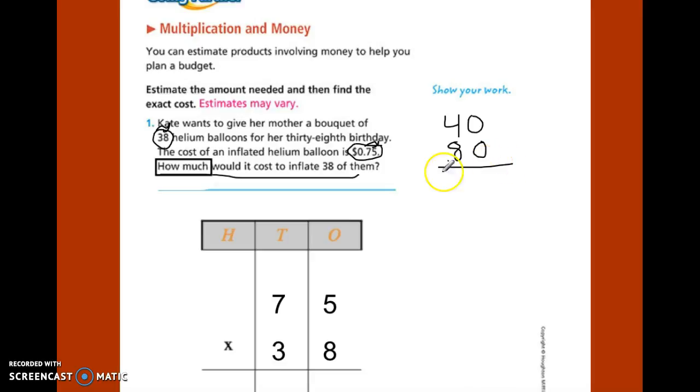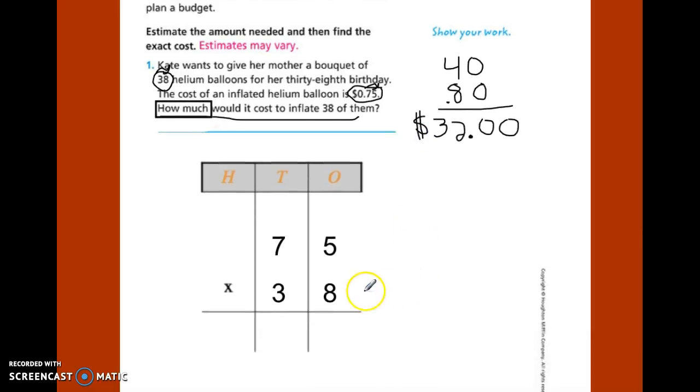So 8 times 4 is 32. I add on my 2 zeros. Now, when we're talking cents, when we're talking decimals, all we have to do when we multiply a decimal is we just count how many decimal places over it is. It was 2 over, so I'm just going to go 1, 2, and add my decimal place here. So the estimated cost is actually $32. Okay?